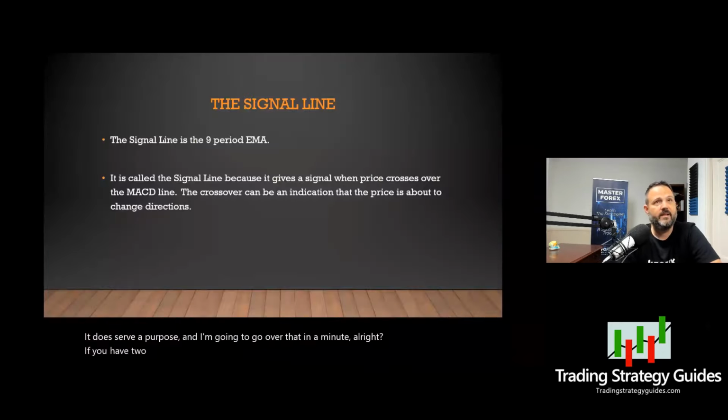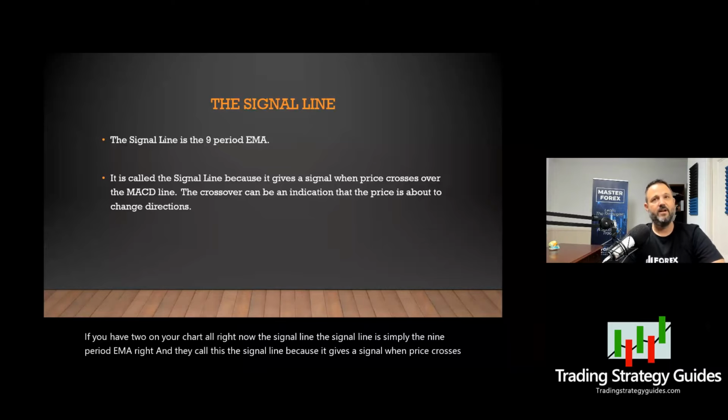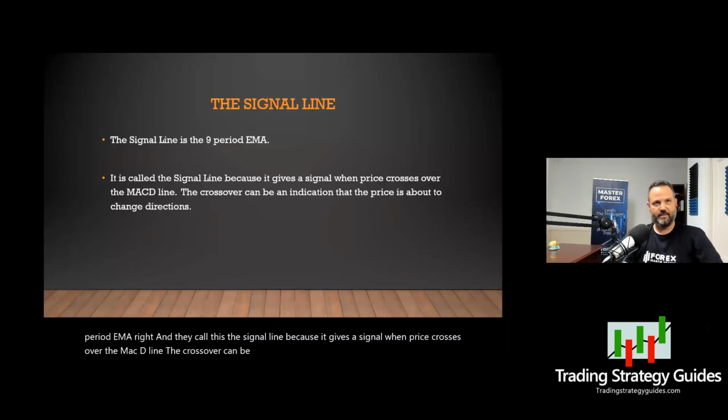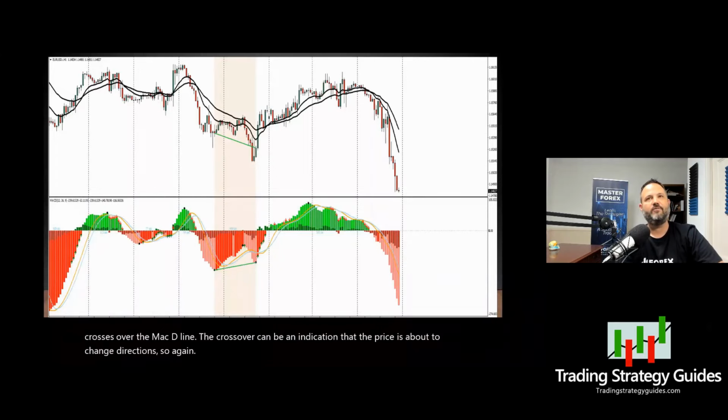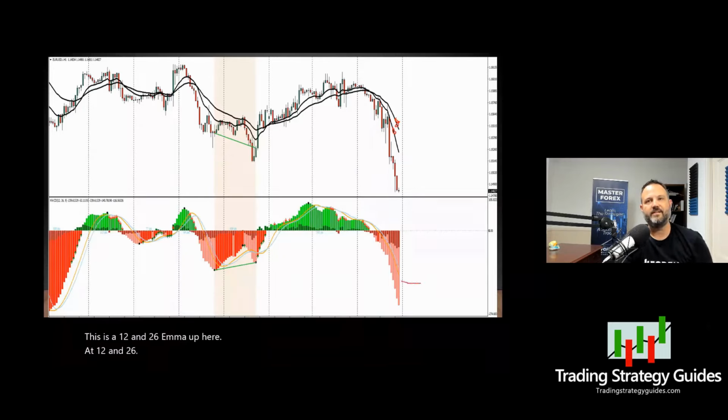All right, now the signal line is simply the 9-period EMA, right? And they call this the signal line because it gives a signal when price crosses over the MACD line. The crossover can be an indication that the price is about to change directions. Okay, so again, this is a 12 and 26 EMA up here. The histogram is literally the gap, and then the MACD line, which is the blue, is the same gap. It's the 12 minus the 26.